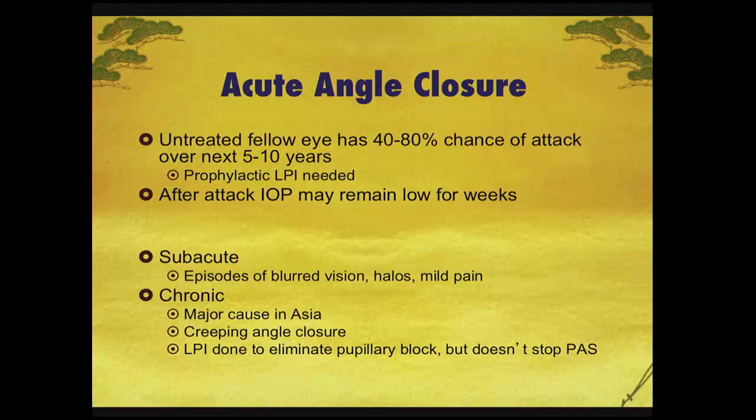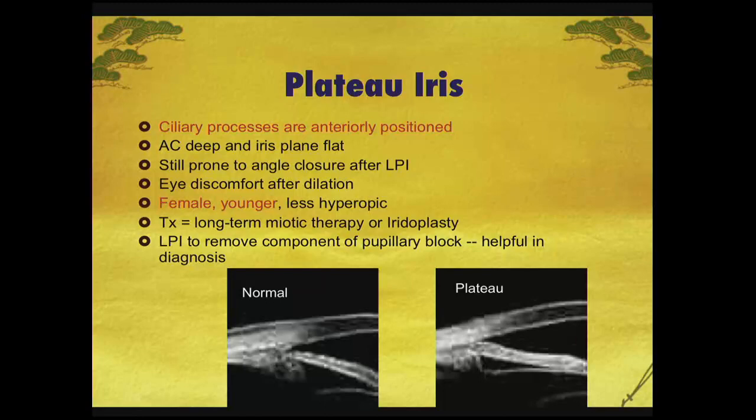Patients can present with subacute attacks. They may tell you that they're having some blurred vision, some mild headache. You want to do gonioscopy on those patients. And then there's also chronic angle closure. This is a major cause of angle closure in Asia. It's also more common in Black patients. They say that it's creeping because you'll form synechiae contiguously around the angle. An LPI won't stop the synechiae from forming, but it will eliminate any pupillary block that might be contributing to the problem.